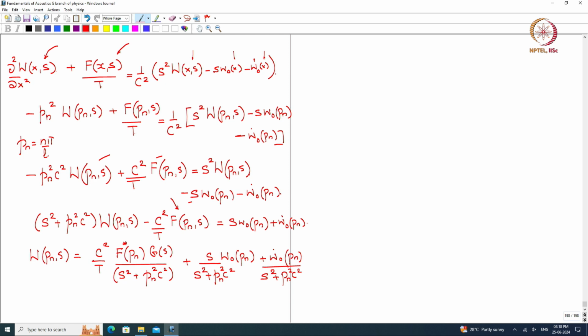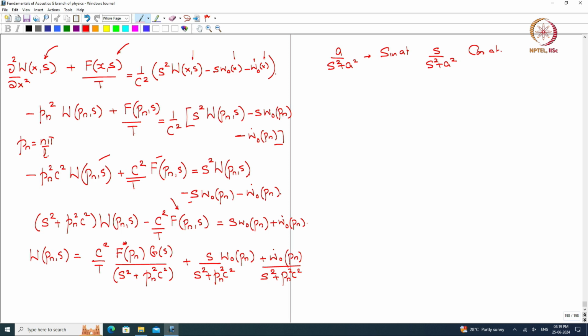Now just to remind ourselves, if we have a over s square plus a square, the Laplace inverse of that is sine a t, and if we have s over s square plus a square, the Laplace inverse is cos a t. We are going to need it, that's why.